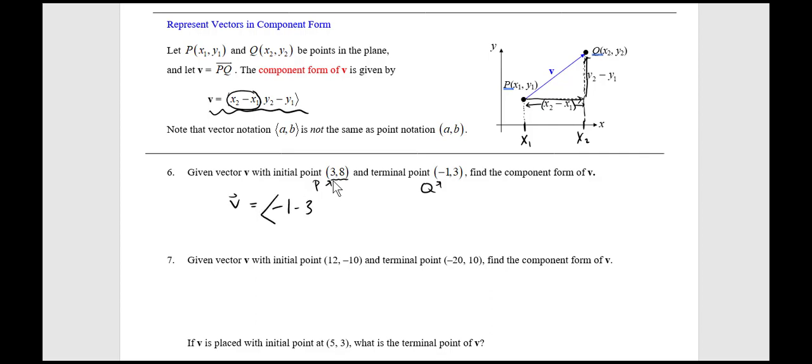And this should be in vector brackets. Same for the y component, just subtract the y coordinate where you landed minus the y coordinate where you started. In this case, 3 minus 8. So you just subtract component wise. So you get -4, -5. There we go. That's the component form of V.